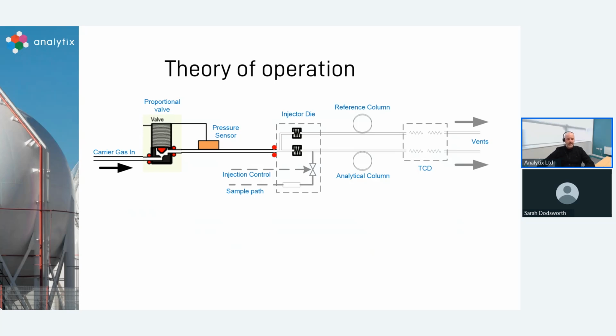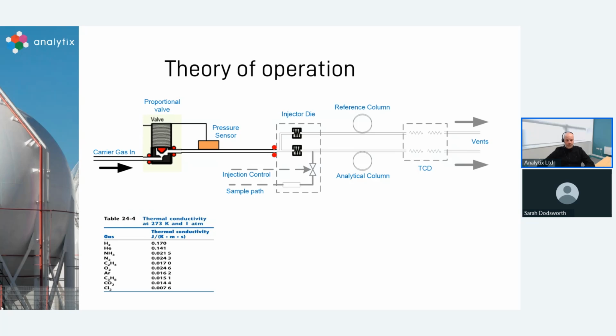So what we're doing is measuring the difference on the TCD of the reference, the known, which is our carrier gas, and then the analytical difference, which will contain our sample. So the way we have to do this in terms of choosing a carrier gas is to identify the components that we want to analyze first, and then choose a carrier gas which is going to give us the optimum difference in terms of thermal conductivity to allow us to work at lower ranges of sensitivity.